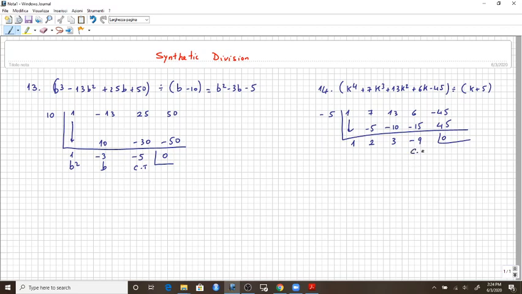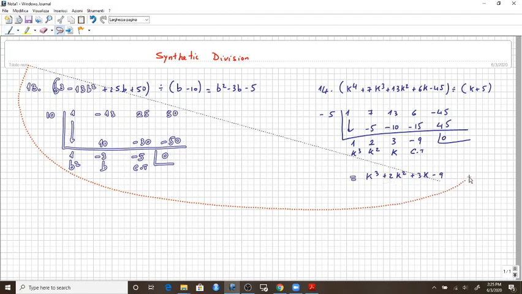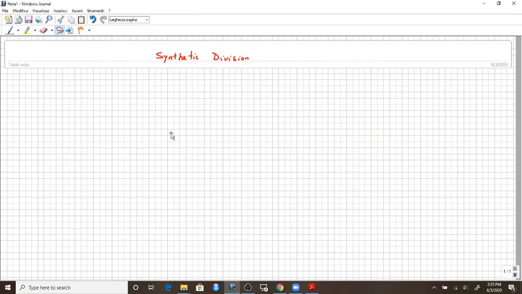So here we have the constant term, here we have the k squared, and k cubed. So our answer will be 1k cubed plus 2k squared plus 3k minus 9. Okay, so let's go to problem 15.